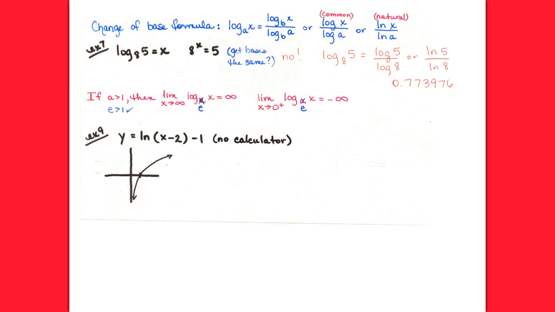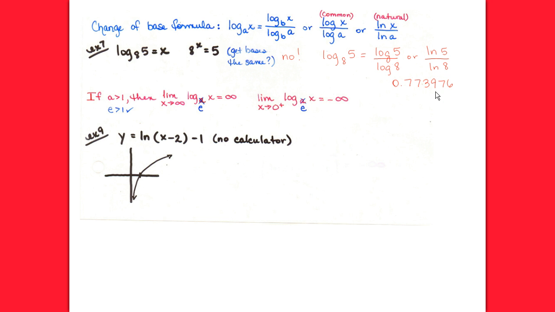I could go through and say, okay, I'm going to put the 5 in the top and the 8 in the bottom and write it as two separate logs. And it would be your choice whether you wanted to use a base of 10 or the base of e, ln. It doesn't matter which one of these you get. If you throw this one in your calculator, you'll get 0.773976. Or if you throw this one in your calculator, you'll get the same thing.